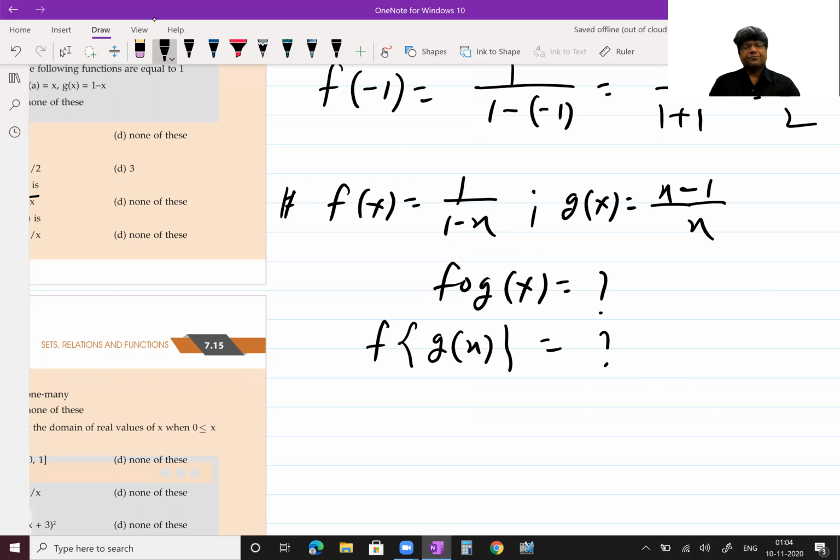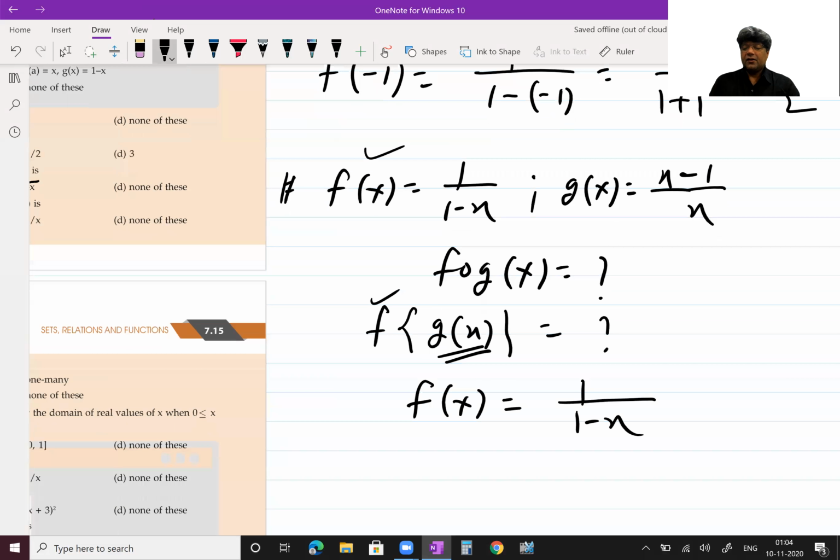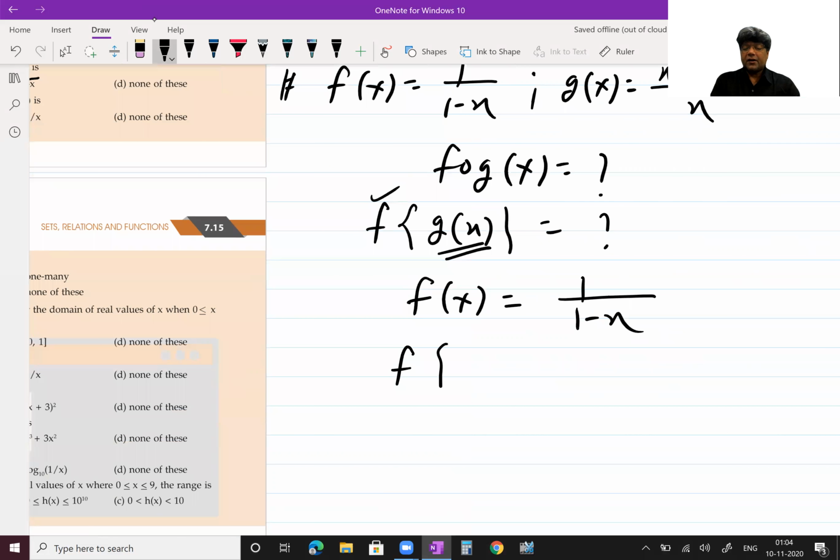What I have taught you, first look outside the bracket. What is written? f. Start from f. fx is equal to 1 by 1 minus x. Now look inside, what is written? gx. Replace x on both the sides by this gx. So if you do that, f of gx is equal to 1 by 1 minus gx.